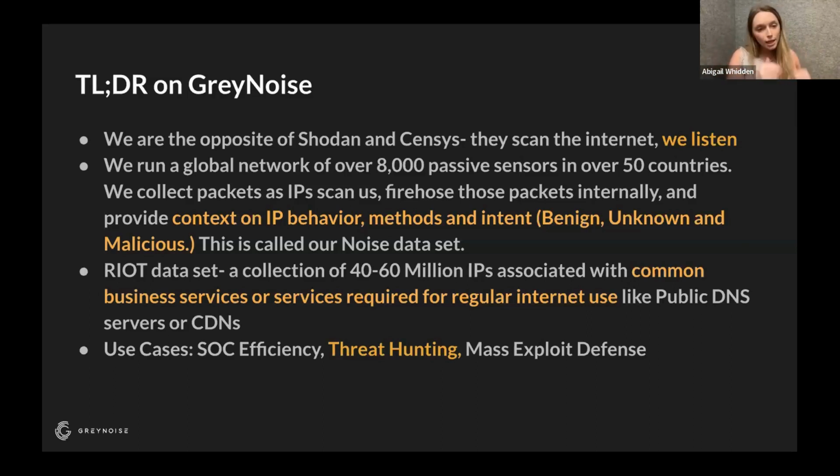But the second data set is RIOT. RIOT is a collection of anywhere from 40 to 60 million IPs associated with common business services. Things like Microsoft Office 365, Google, Facebook, things involved in regular internet use. And then it's also things like public DNS servers or CDNs.